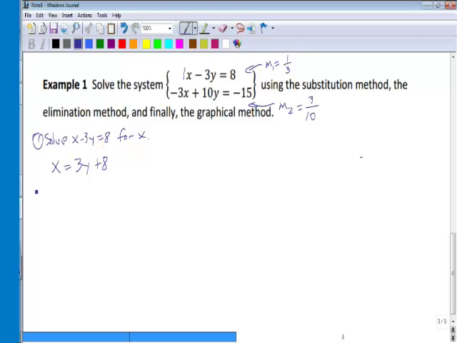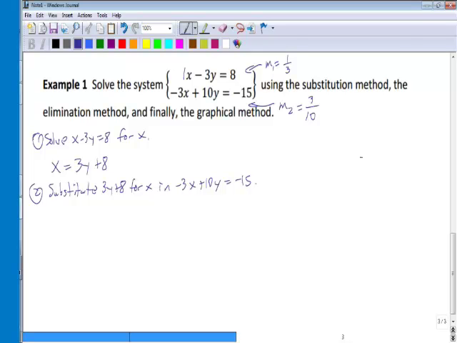So that's good. Now substitute 3y plus 8 for x in the other equation: negative 3x plus 10y equals negative 15. Basically, we need information from both equations stored or compacted into a single equation. And that's what we do.